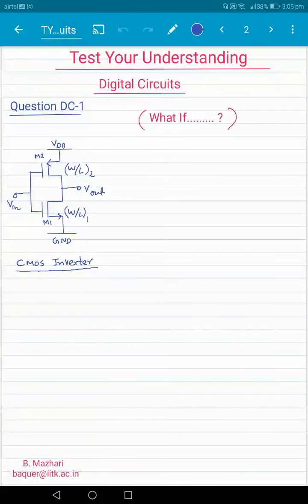Well, one of the ways in which we can test our understanding is by answering questions of the nature called what if questions. And so let me illustrate that with this CMOS inverter. It's a basic building block of digital circuits. And there are several important properties of this CMOS inverter. One of them is, let's say, the voltage transfer characteristics. So let's write it down, voltage transfer characteristics.